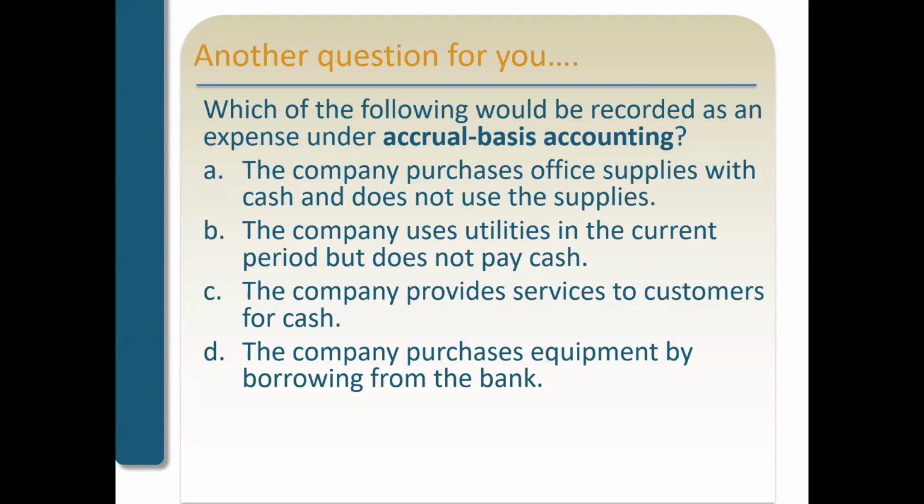So which of the following would be recorded as an expense under the accrual basis of accounting? A, the company purchased office supplies with cash and does not use the supplies. B, the company uses utilities in the current period but does not pay cash. C, the company provides services to customers for cash. D, the company purchases equipment by borrowing from the bank. Take a minute and record your answer in the chat.